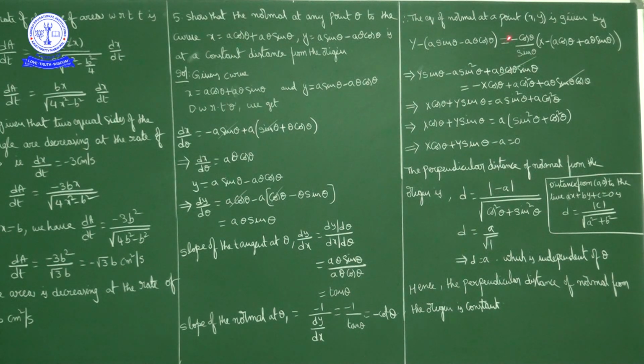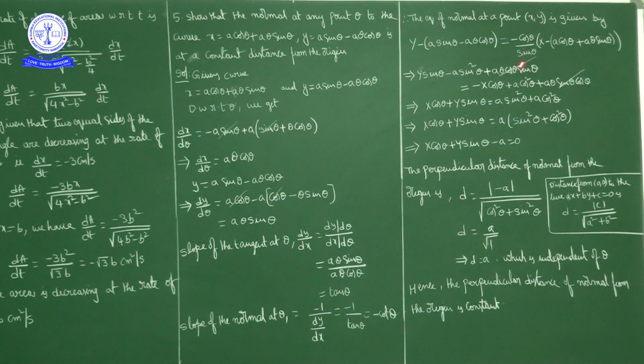Now if you write sin theta this side, multiply here, what we get? Y sin theta minus sin theta into this quantity, minus a sin square theta, and minus of minus plus, so plus a theta sin theta cos theta. Right hand side, we multiply minus cos theta inside: minus x cos theta, minus of minus plus, plus a cos square theta plus a theta sin theta cos theta.